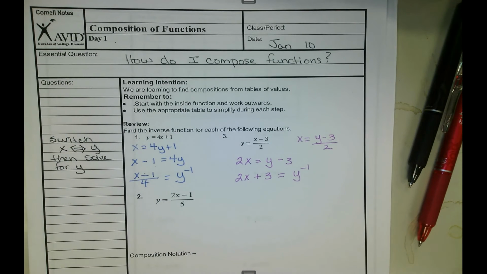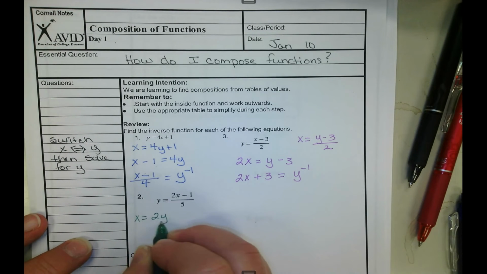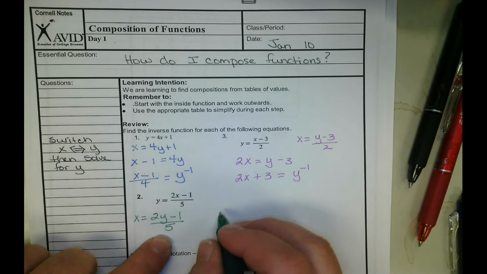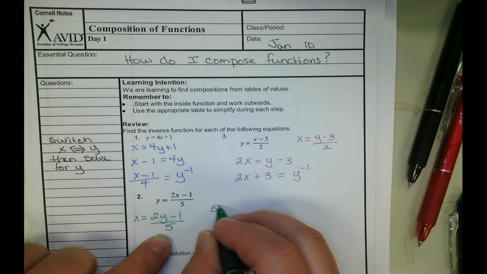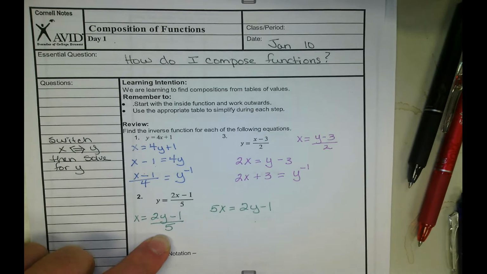Inverse is designated by that to the negative 1 power. Any questions? Try the last one. x is equal to (2y minus 1) divided by 5. I've divided by 5, so the opposite is to multiply by 5. 5x is equal to 2y minus 1.